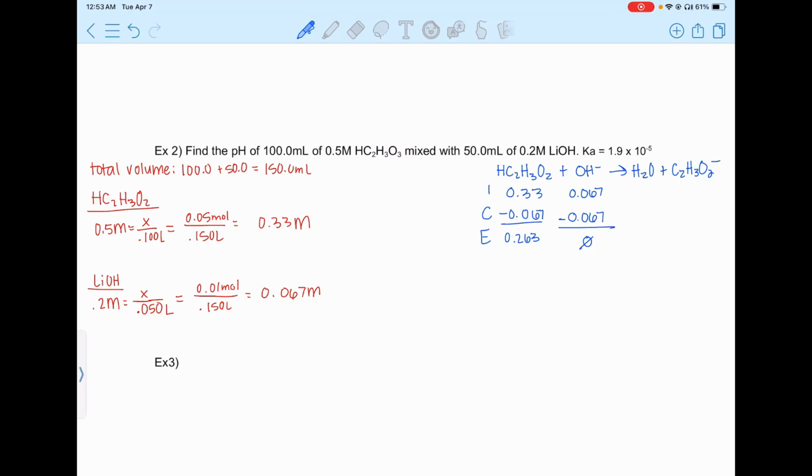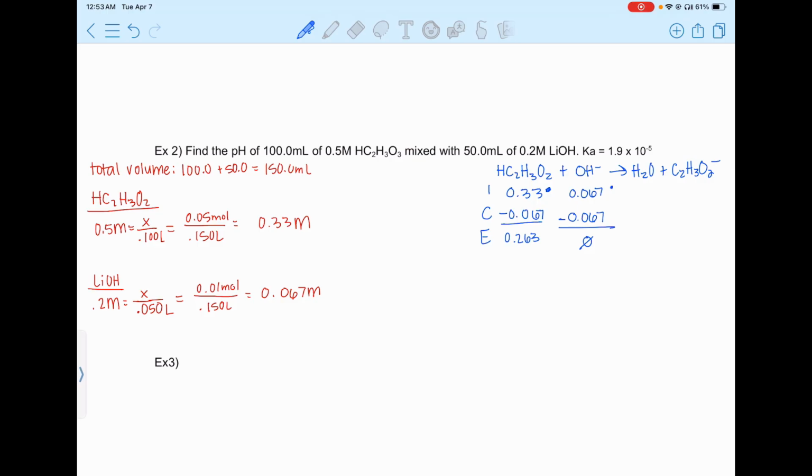So for our acid concentration, I got 0.33. For our hydroxide concentration, I got 0.067. It's a significant difference between those two values. So I've plugged those into my ICE table. As you can see here, from acid, I've got 0.33, which is much bigger than OH negative, 0.067. So I'm going to subtract our smallest. We have no hydroxide left. We have plenty of weak acid left.